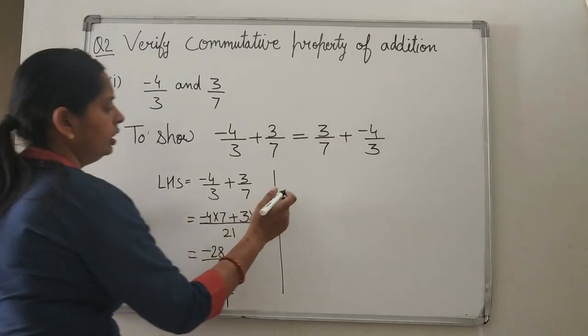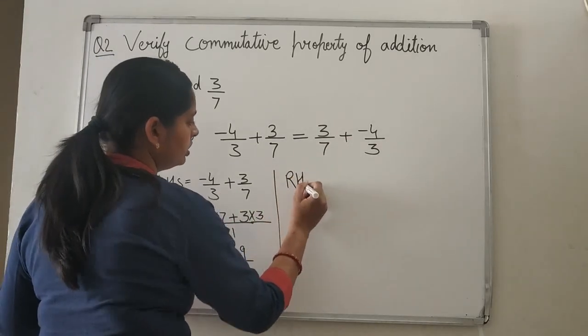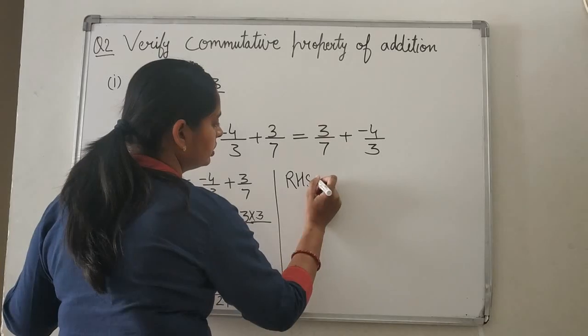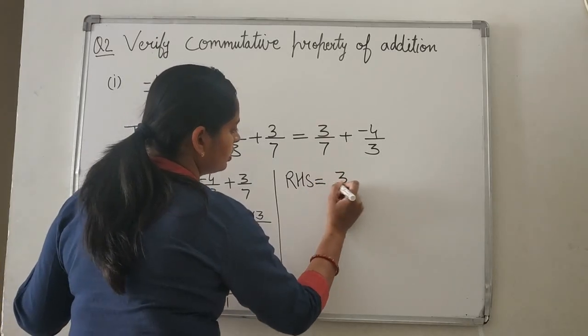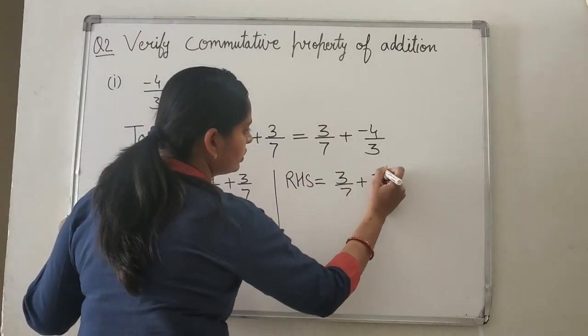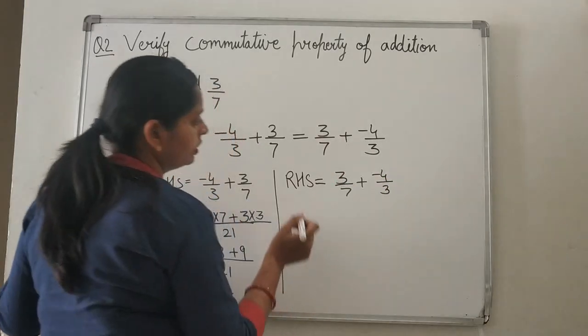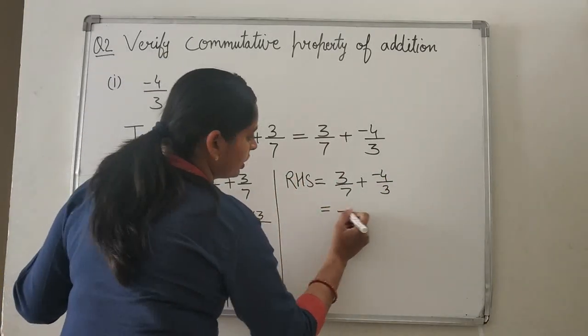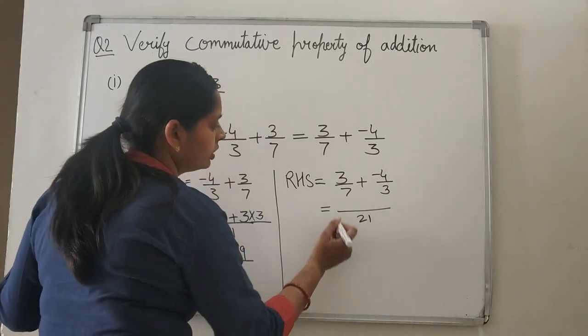Right? In right hand side, see what is our right hand side? This means we have to show 3 by 7 plus minus 4 by 3. We have to first find the value first. Again LCM will go for 21.